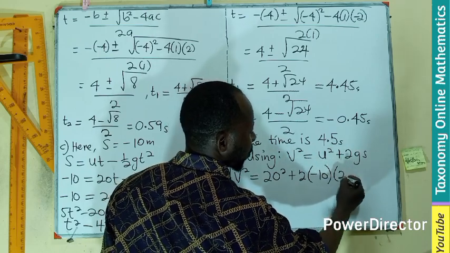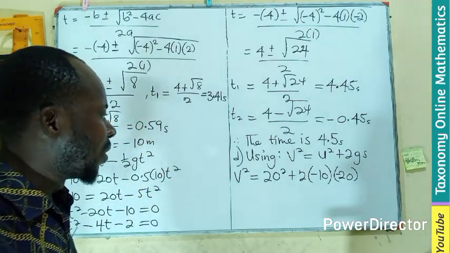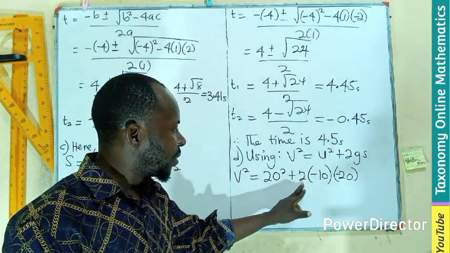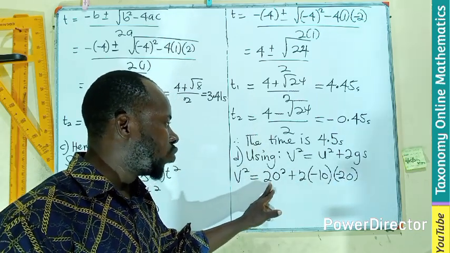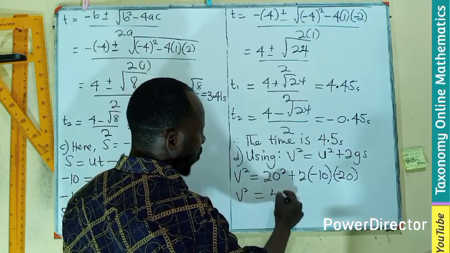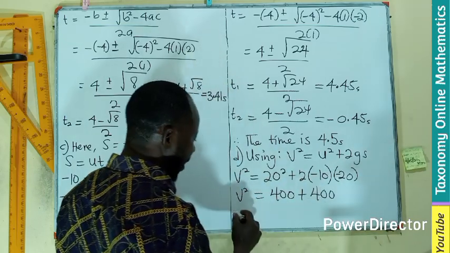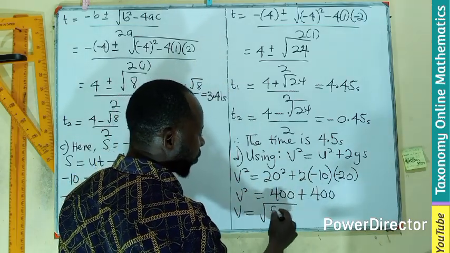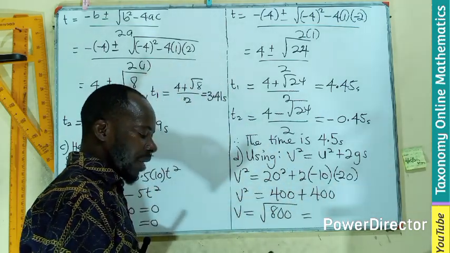So from here, your v square will now be equal to u square, that is the initial velocity we had from the beginning, it was propelled by 20. So 20 squared, plus 2 times negative 10 times negative 20, because it's moving down in that direction. 20 times 20 will be 400. This is also 20 times 20, that will be 400. So v square will be equal to 400 plus 400. And that means your v will be equal to the root of 800.